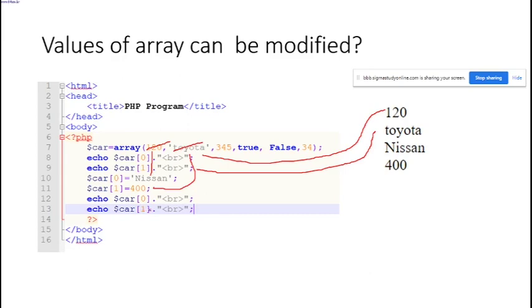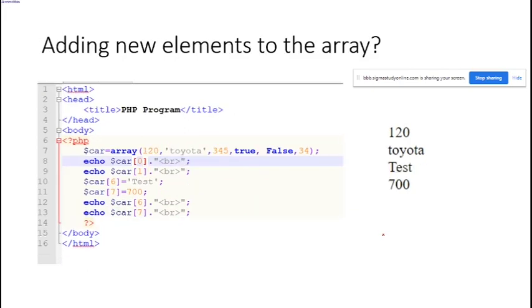Then if I find the 0th location, what do we have? Nissan. Next location, what do I have? 400. Like that you can modify the values in the array. We don't need to keep the same value again and again. You can modify and insert new values into the array. Similarly, you can add new values to the array.